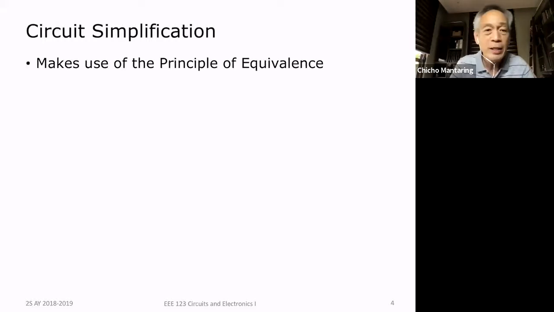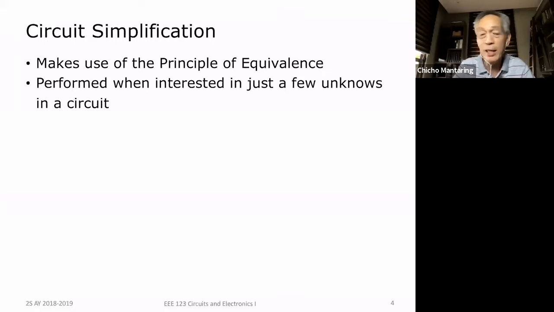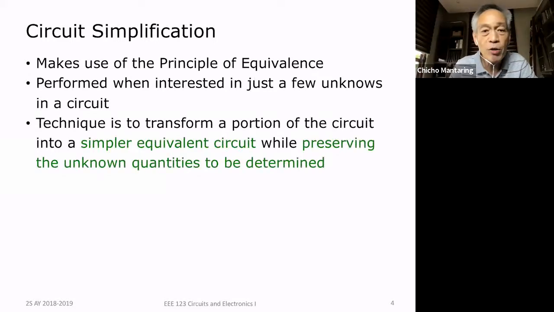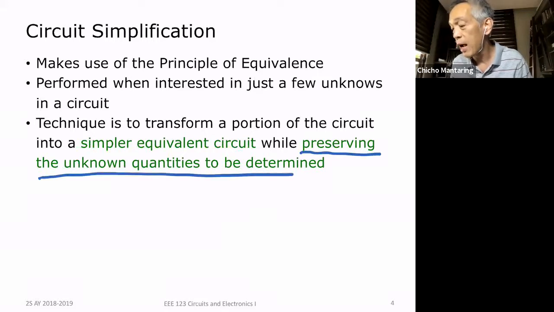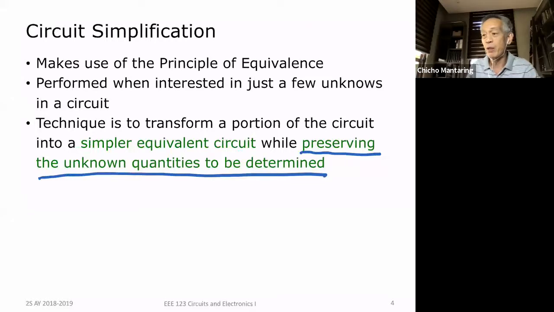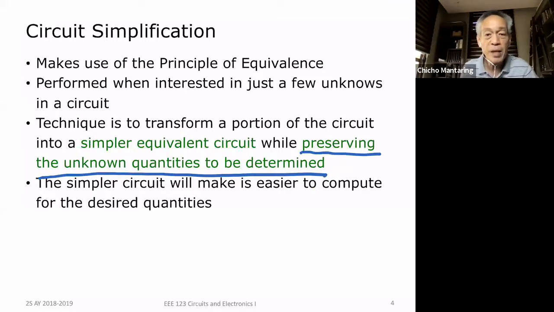Okay. Circuit simplification makes use of the principle of equivalence. This is performed when interested in a few unknowns in a circuit. So kung konti lang yung unknown na kailangan natin i-compute sa isang sirkuito, we can use the principle of equivalence. The technique is to transform a portion of the circuit into a simpler equivalent circuit while preserving the unknown quantities to be determined. This is very important. While preserving the unknown quantities to be determined. The simpler circuit makes it easier to compute for the desired quantities. So this is the principle of circuit simplification.